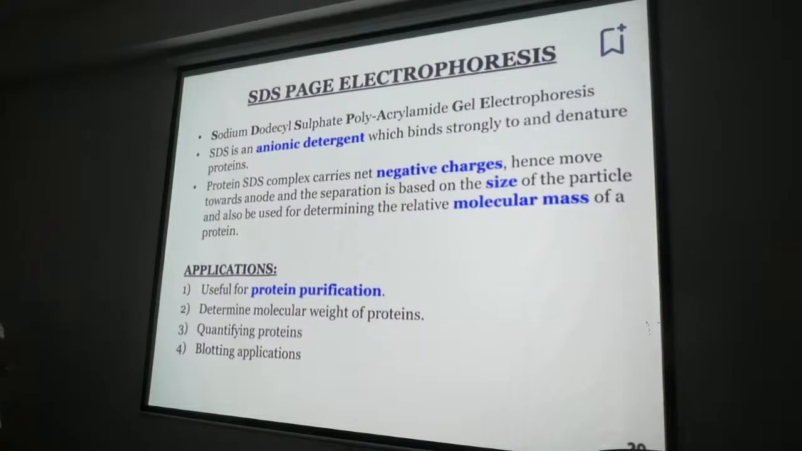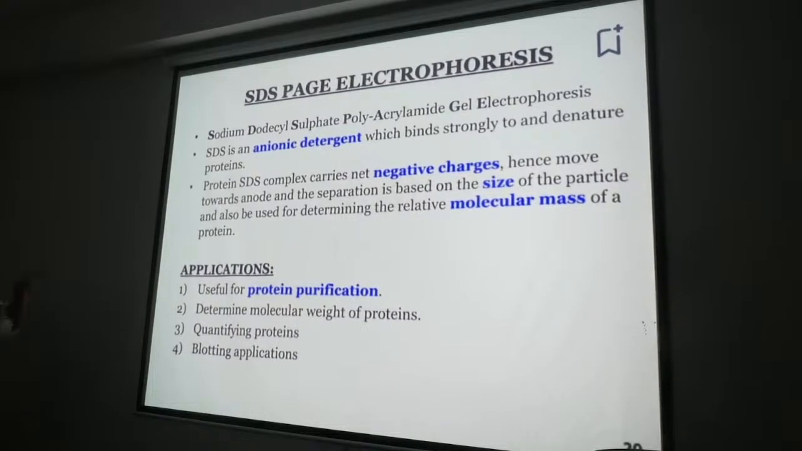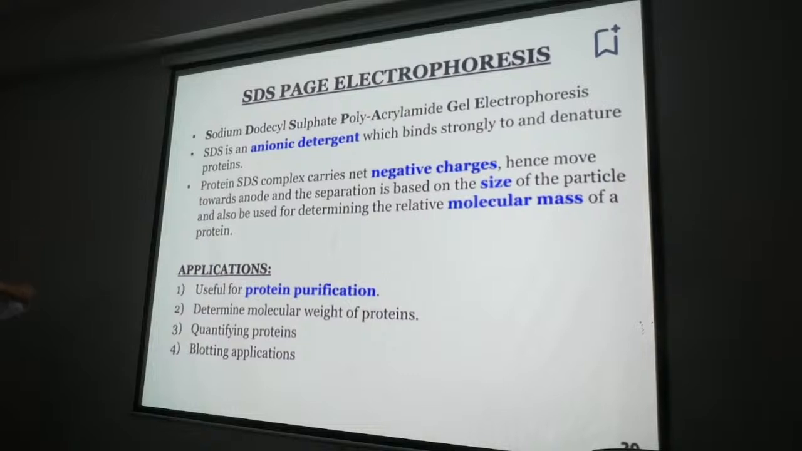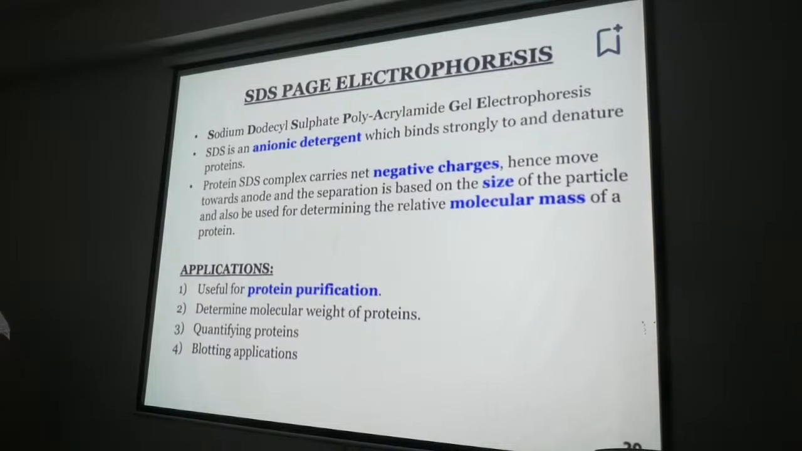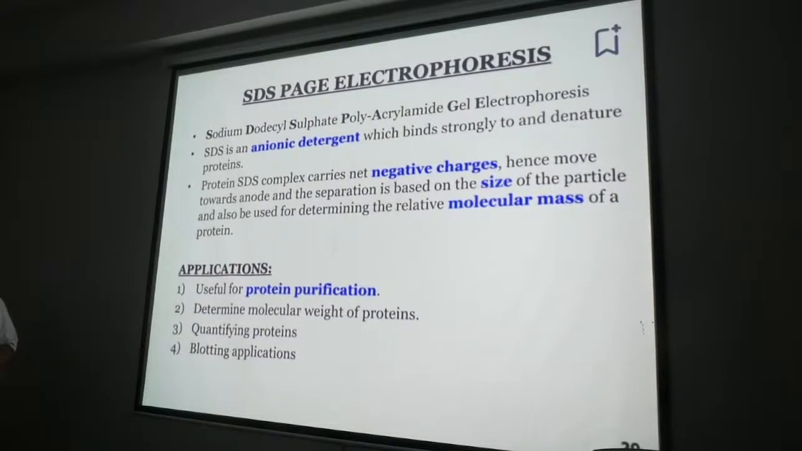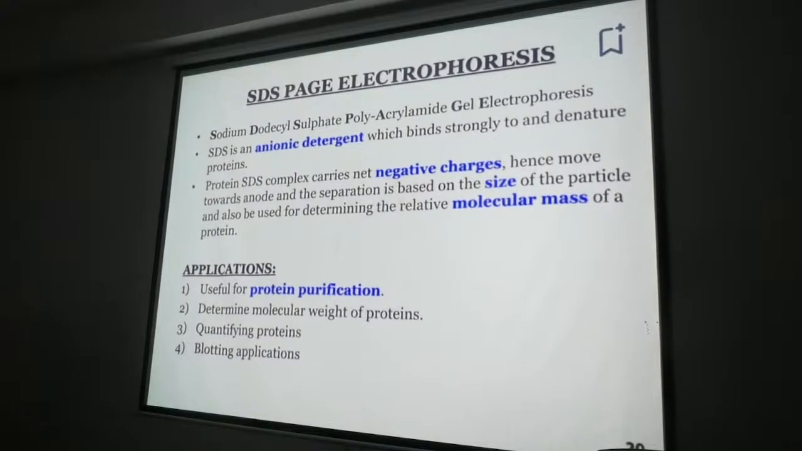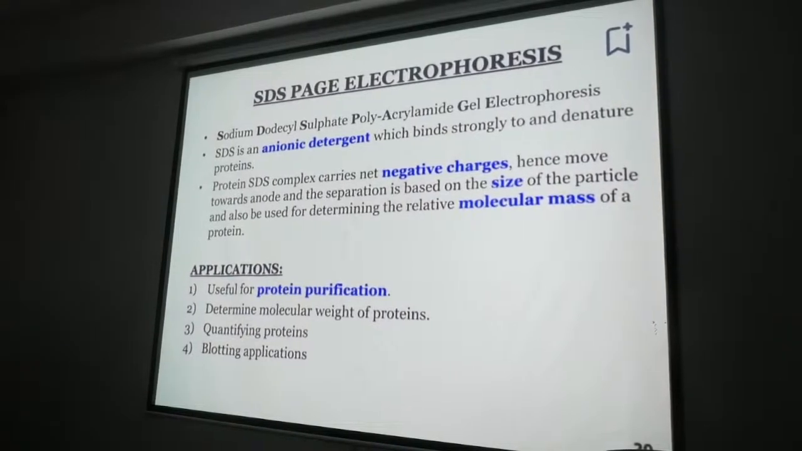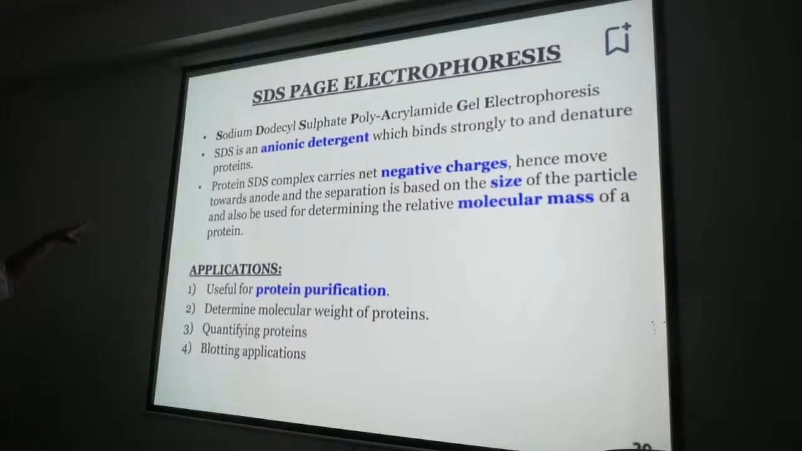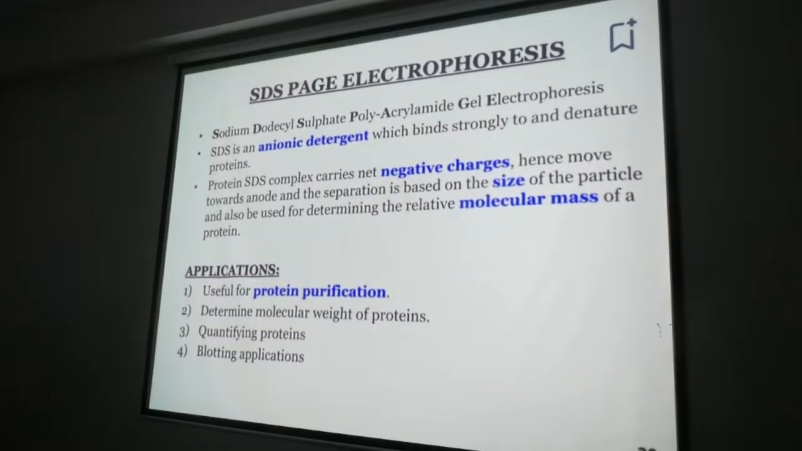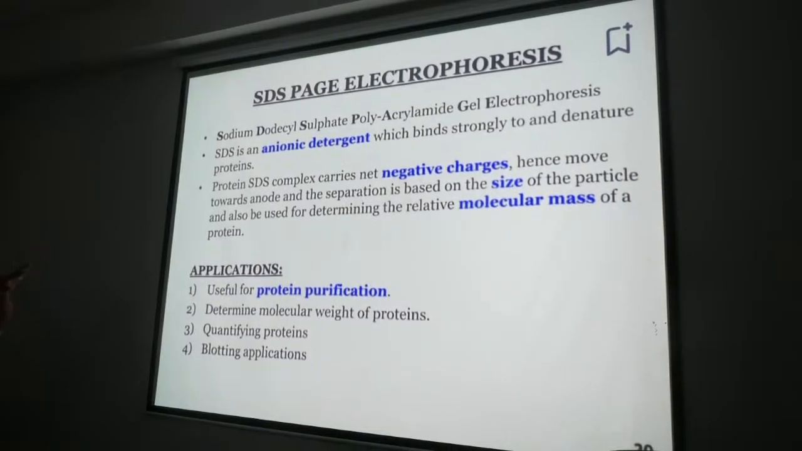This is SDS-PAGE electrophoresis. SDS means sodium dodecyl sulfate polyacrylamide gel electrophoresis. It is an anionic detergent which binds strongly to and denatures the protein. We denature the protein, and then the protein-SDS complex carries a net negative charge and hence moves towards the anode.